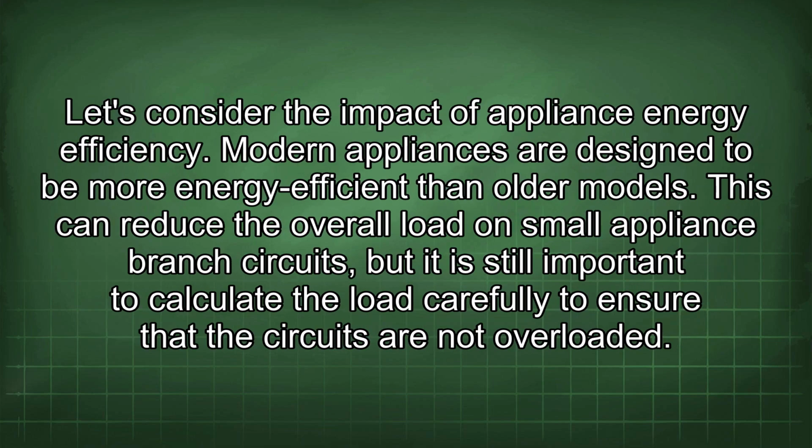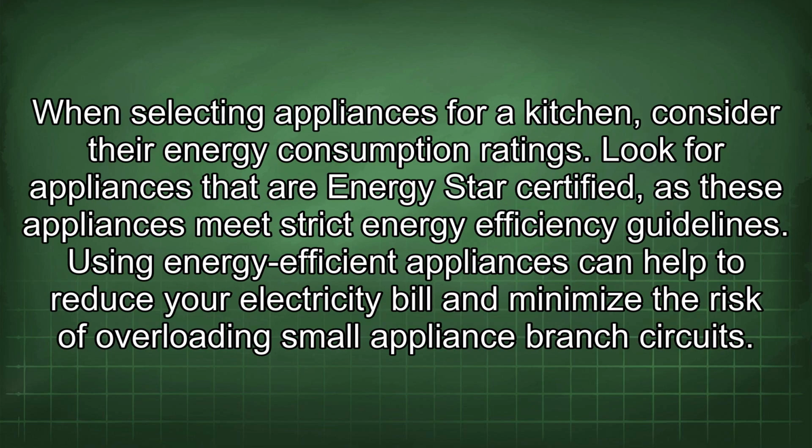Let's consider the impact of appliance energy efficiency. Modern appliances are designed to be more energy efficient than older models. This can reduce the overall load on small appliance branch circuits, but it is still important to calculate the load carefully to ensure that the circuits are not overloaded. When selecting appliances for a kitchen, consider their energy consumption rating. Look for appliances that are Energy Star certified, as these appliances meet strict energy efficiency guidelines. Using energy-efficient appliances can help to reduce your electricity bill and minimize the risk of overloading small appliance branch circuits.